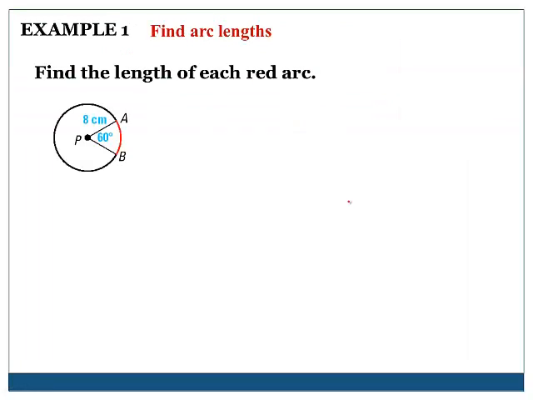So here's your first one. It says find the length of each red arc. So I have arc AB. So in this, I'm trying to find arc AB's measure. So I know my central angle is 60 degrees. Divide that by 360, and you times that by the circumference, which is 2 pi times your radius, which is 8.